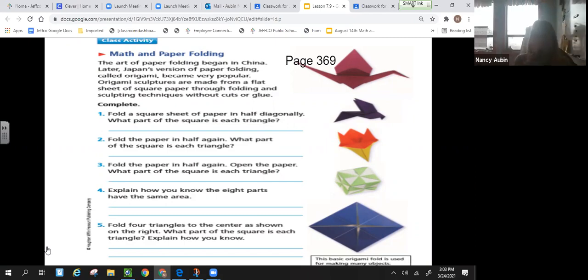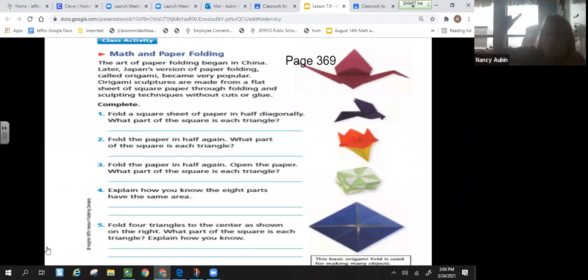So we are going to use our folding techniques to help us with our fractions. So here we go. We're not cutting, Lucas. You're on page 369. We're all listening and learning together. Ready?